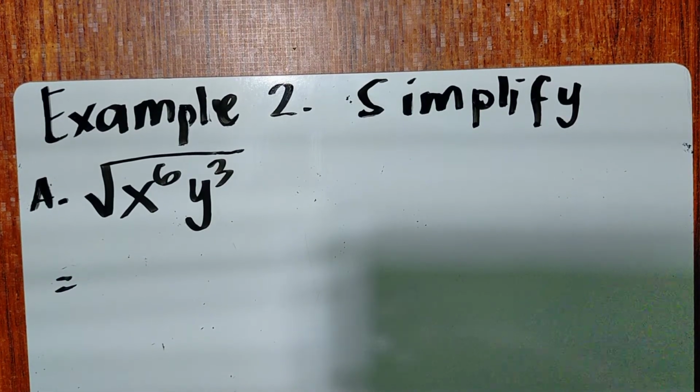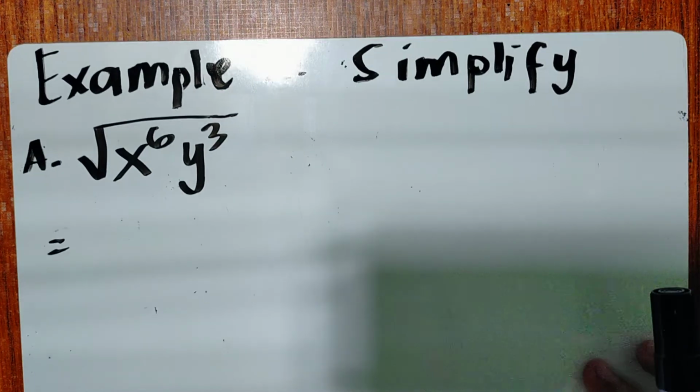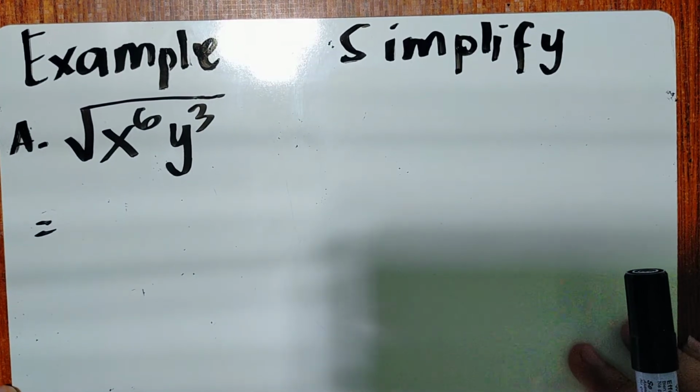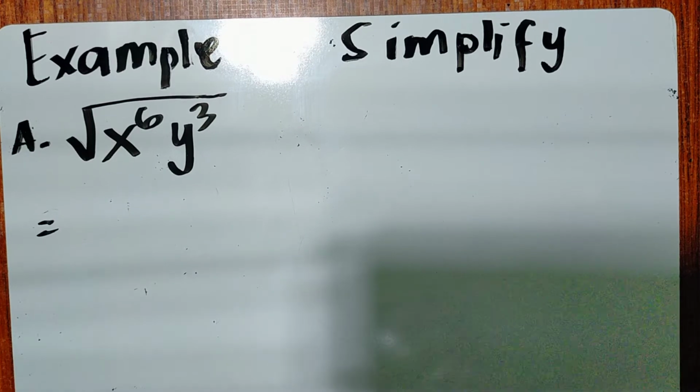Okay, another example tayo. Example number 2, which is simplify pa rin naman, we have to simplify the given. For example, we have here letter A, square root of x raised to 6 y cubed. So, how are we going to simplify this given ng mas mabilis? Okay? So, we have here in the module yung detailed. Okay? But what I am going to teach you is the shorter way.